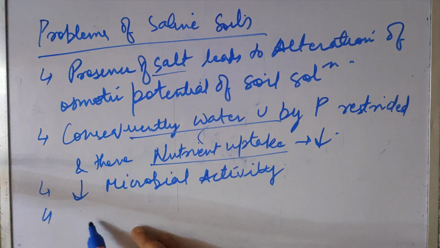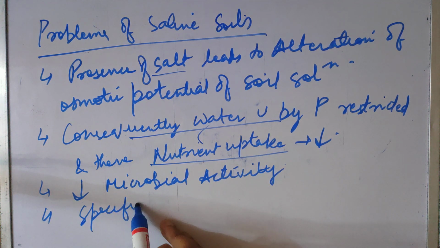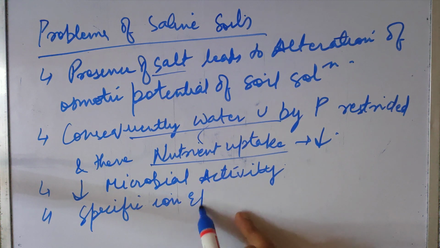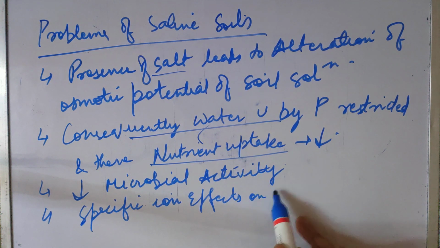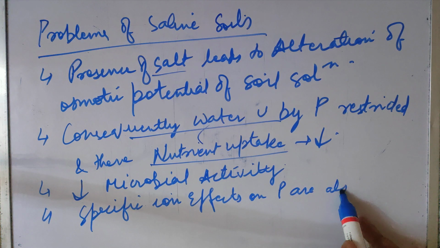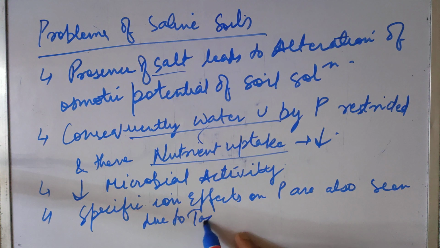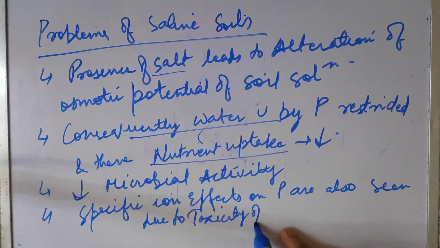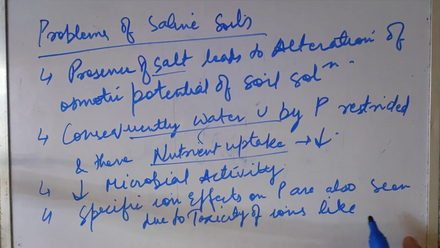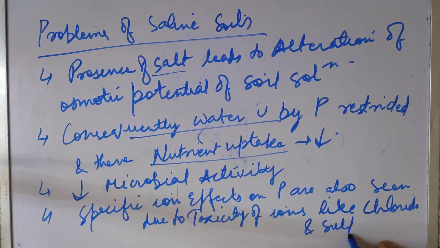Specific ion effects on plants are also seen due to toxicity of ions like chloride and sulfate ions. As we all know, the saline soil mostly contains chloride and sulfate ions. So these are the problems due to saline soil.